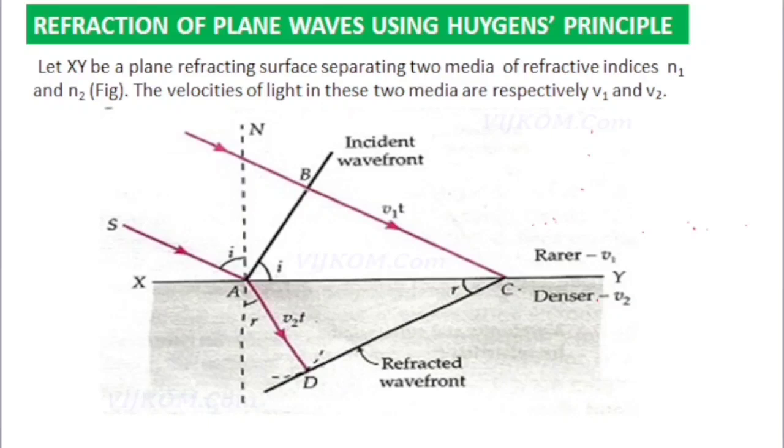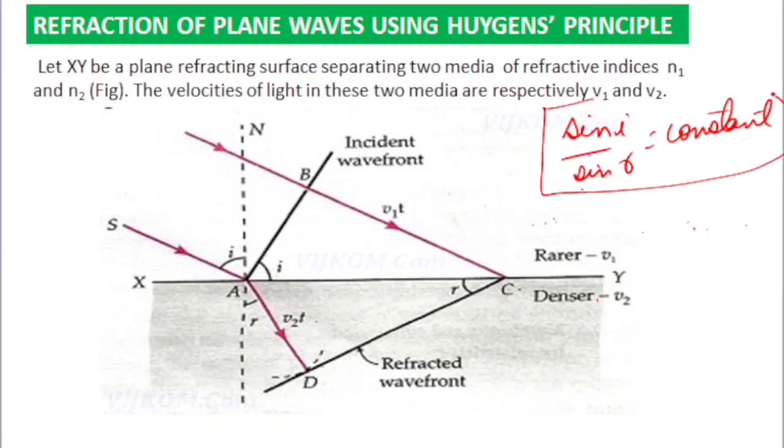Next, refraction of plane waves using Huygens principle. Now, also using Huygens principle you have to prove the laws of refraction. Again there are two laws of refraction. The first one is what? Snell's law: sin I by sin R is a constant quantity. Then how do you prove this also using Huygens principle? It means you have to prove it using wavefronts.